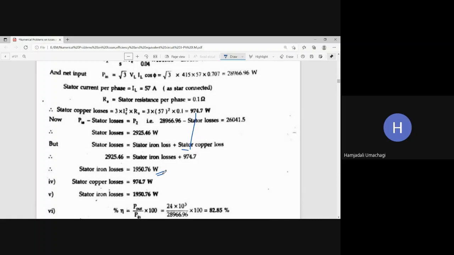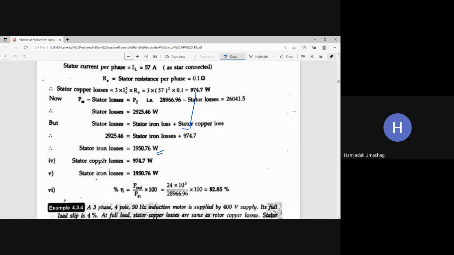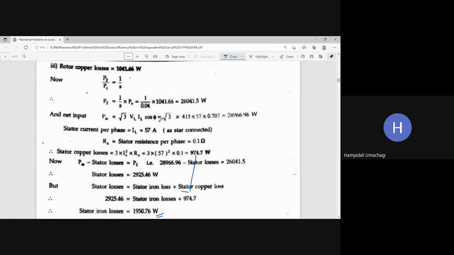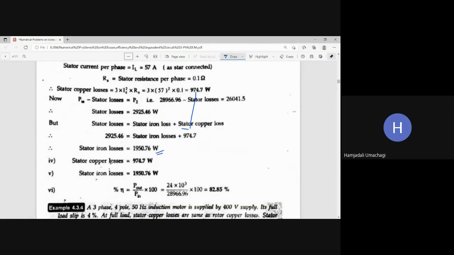Okay, then after that, we should calculate the stator copper loss. Stator copper loss we have already calculated as 974.7 watts. So this is the fourth parameter. For the fifth parameter, we calculate the stator iron loss, which is nothing but 1950.76. So from the third step, whatever we have solved, we are getting the stator copper loss for the fourth parameter and the stator iron loss for the fifth parameter.